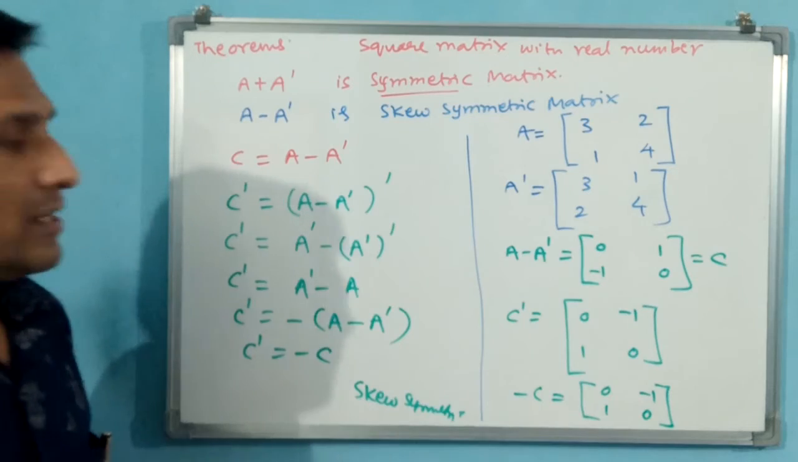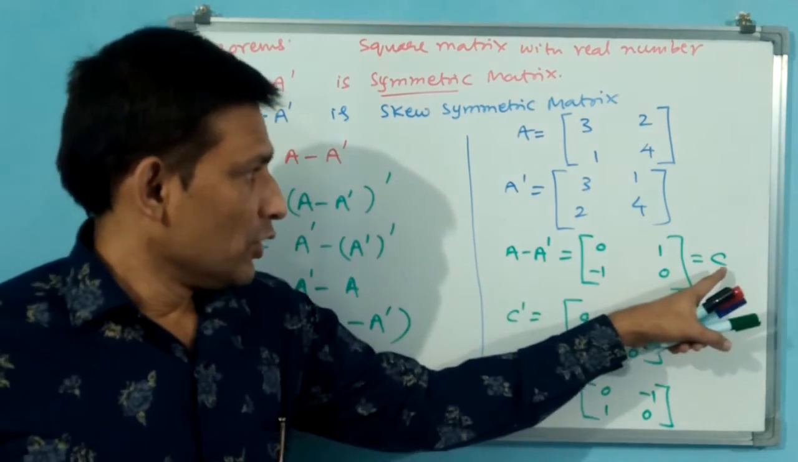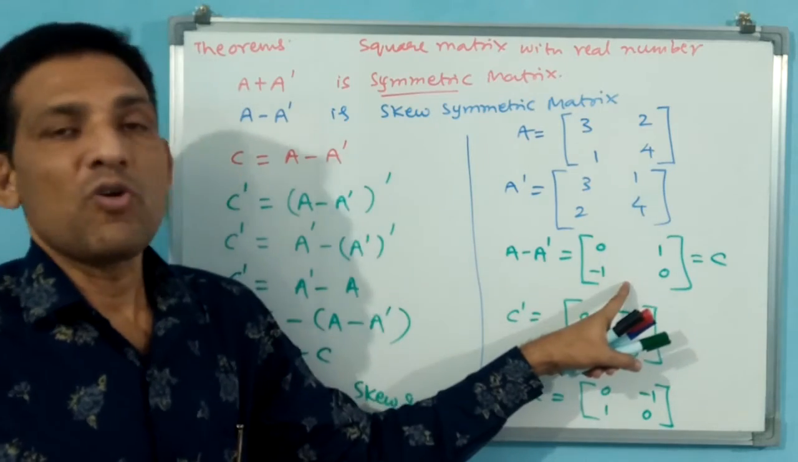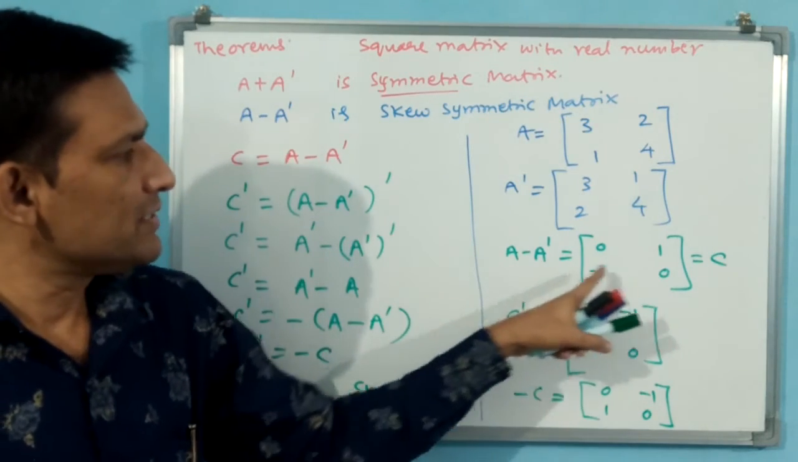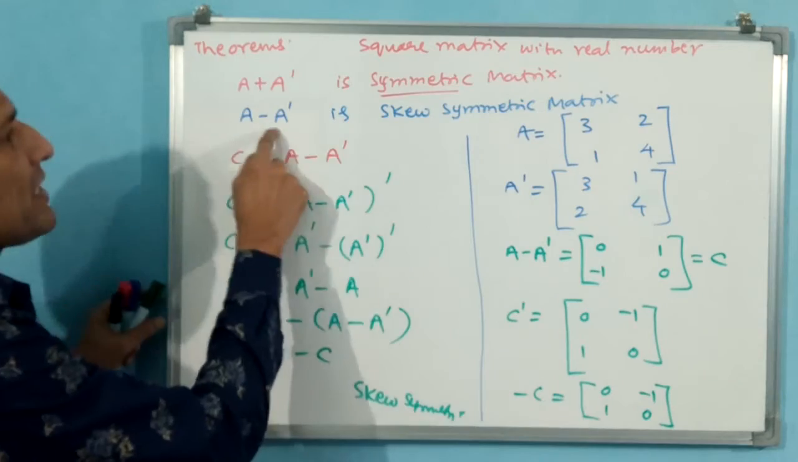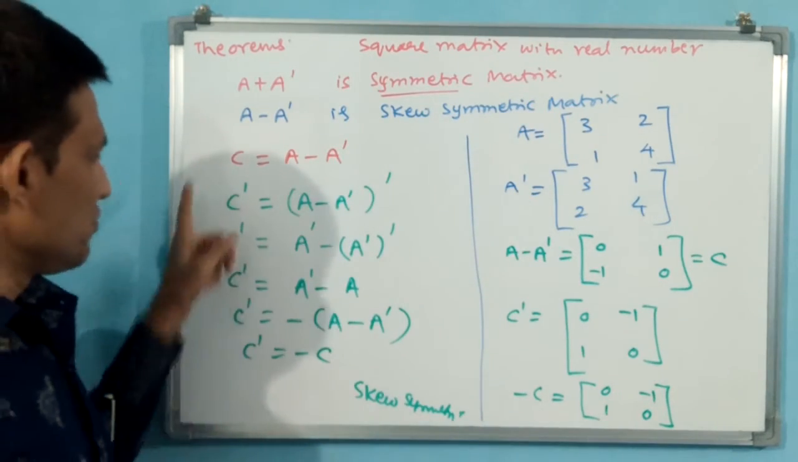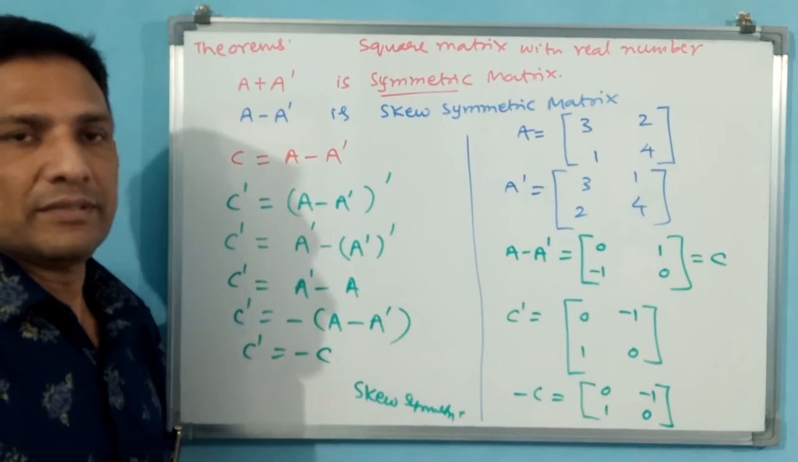You understand now? C dash becomes minus C, then C is going to be called skew symmetric. Here A minus A dash is skew symmetric. A minus A dash is skew symmetric. You understand this concept? This is proof, this is verification.